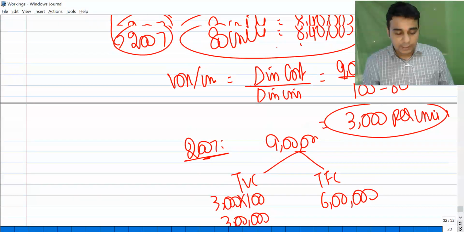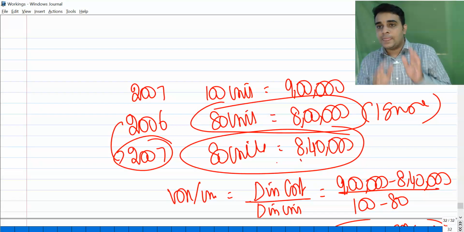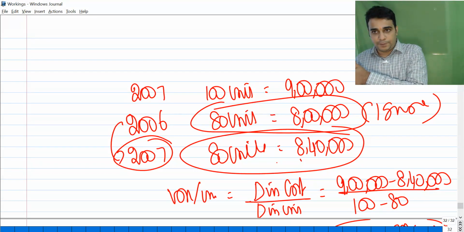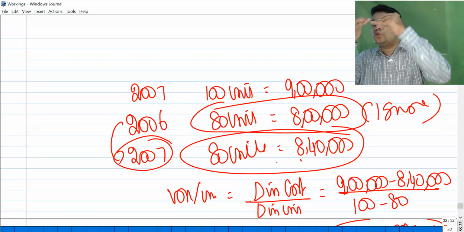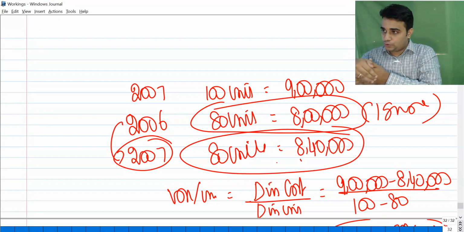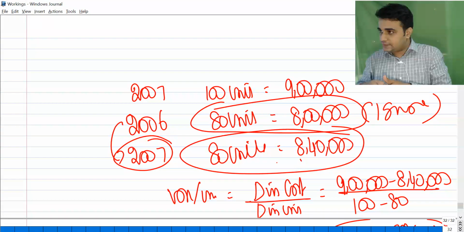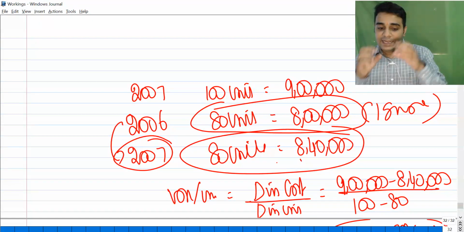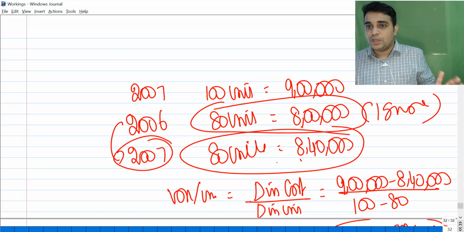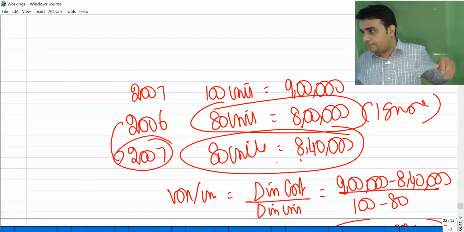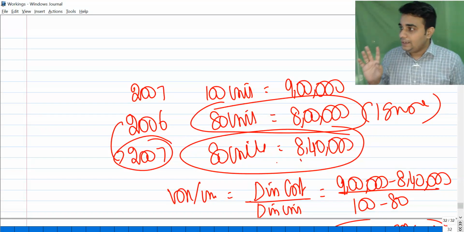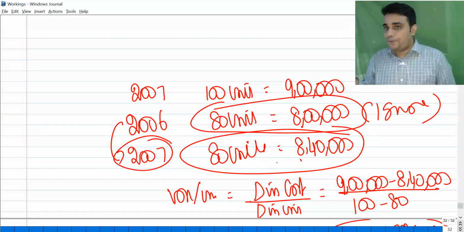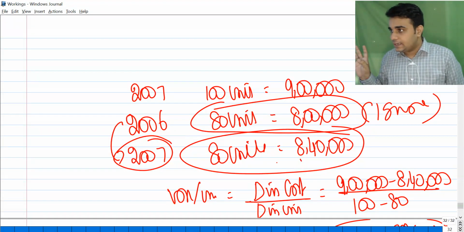I will explain again. For 2007, 100 units, the amount is 9 lakh rupees, which is given in the question. The volume of 2007 is 25% more than 2006, so it is 80 units here, 100 divided by 125%. For 80 units, the amount is 8 lakh. The problem is that this 8 lakh is a useless number because it does not include inflation. So I added the inflation aspect and made 80 units as 8 lakh 40.